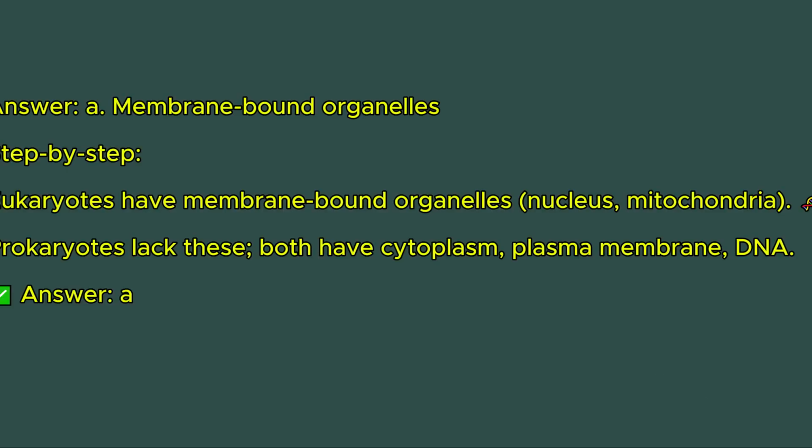Answer A. Membrane-bound organelles. Step by step. Eukaryotes have membrane-bound organelles: nucleus, mitochondria. Prokaryotes lack these. Both have cytoplasm, plasma membrane, DNA. Answer A.